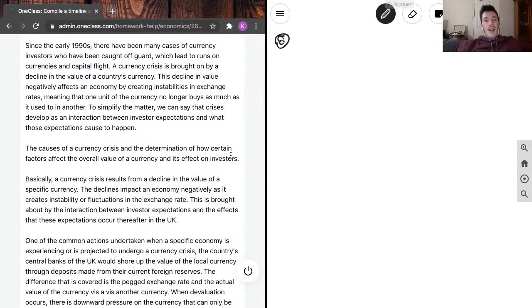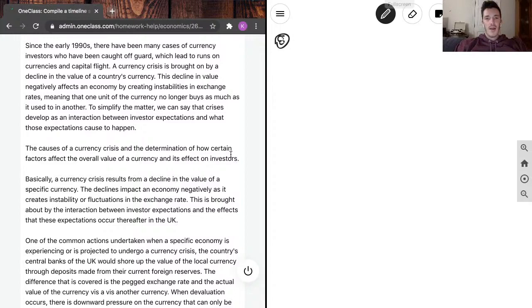Since the early 1990s, there have been many cases of currency investors who have been caught off guard, which leads to runs on currencies and capital flight. A currency crisis is brought on by a decline in the value of a country's currency. This decline in value negatively affects an economy by creating instabilities in exchange rates, meaning that one unit of the currency no longer buys as much as it used to in another.